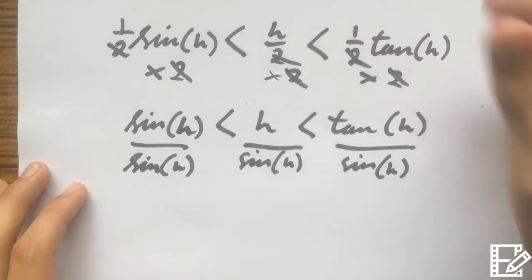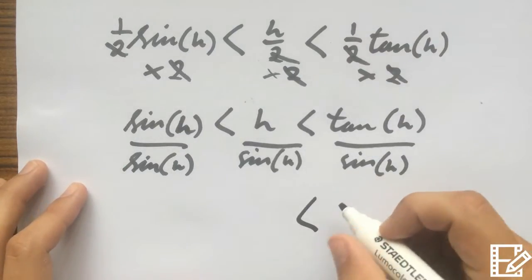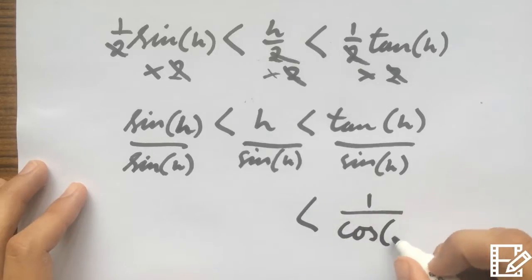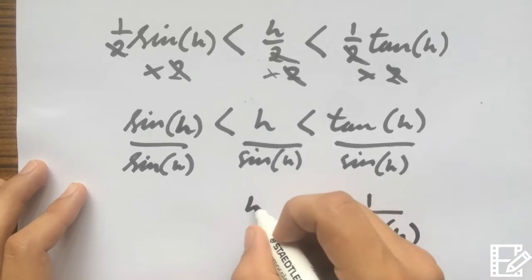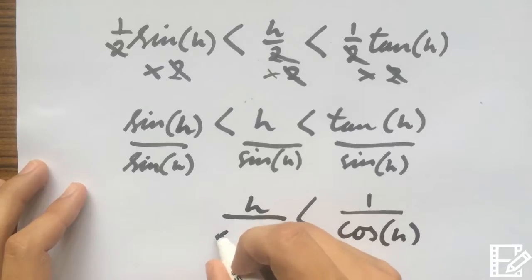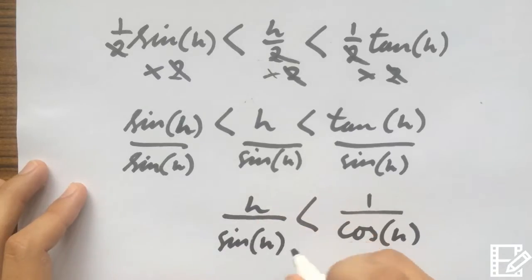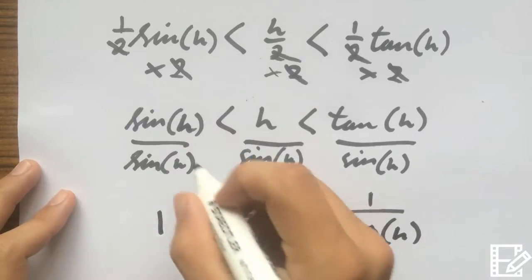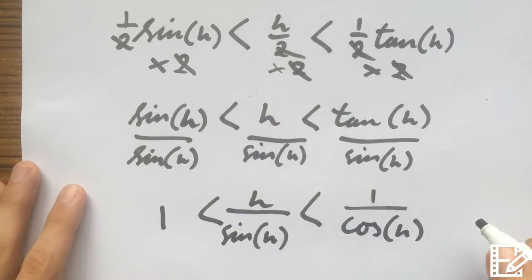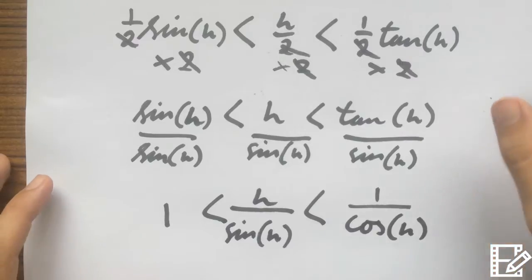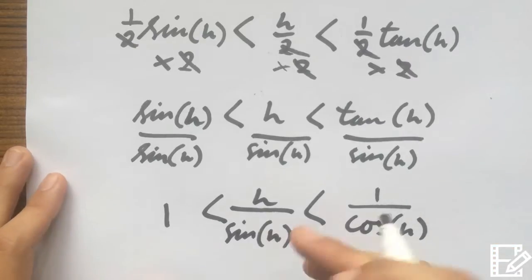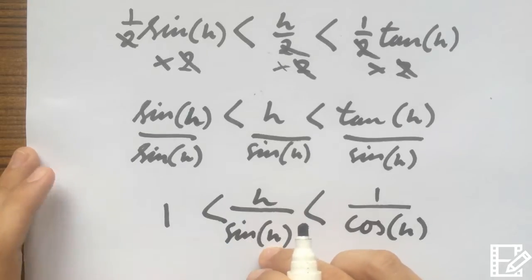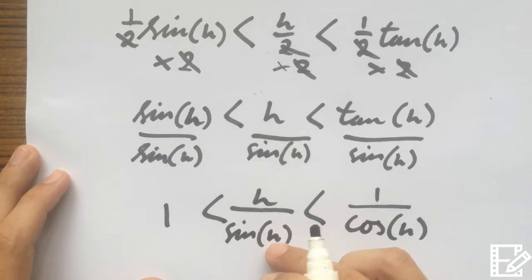So I'll start at this end. 1 over cos h. In the middle, we just have h over sine h. And on this side we have 1, because sine h over sine h is 1. Now you probably will start to notice that h over sine h is very similar to sine h over h.